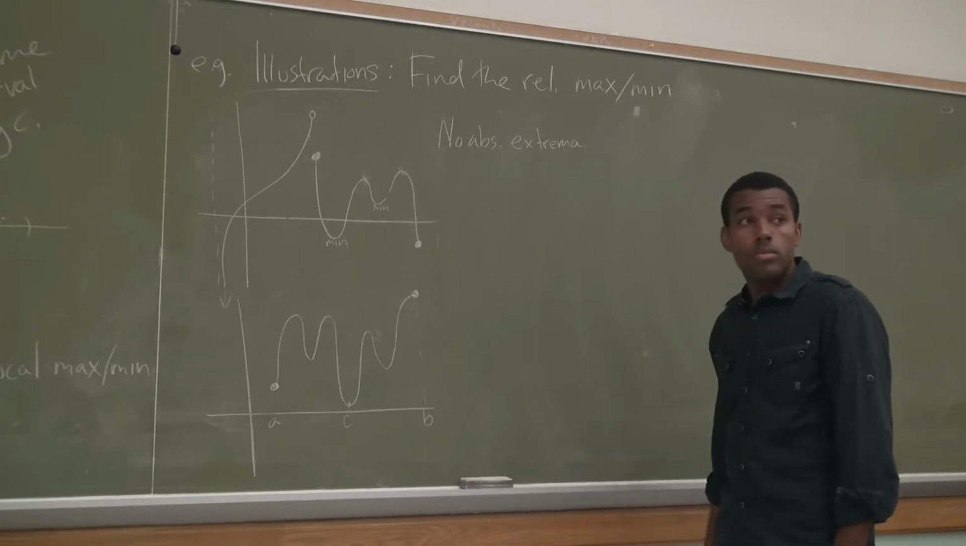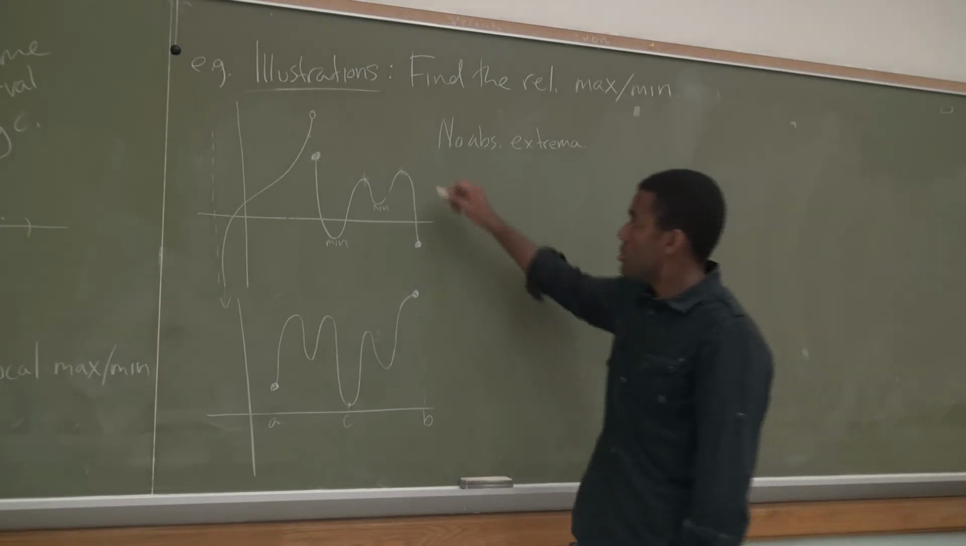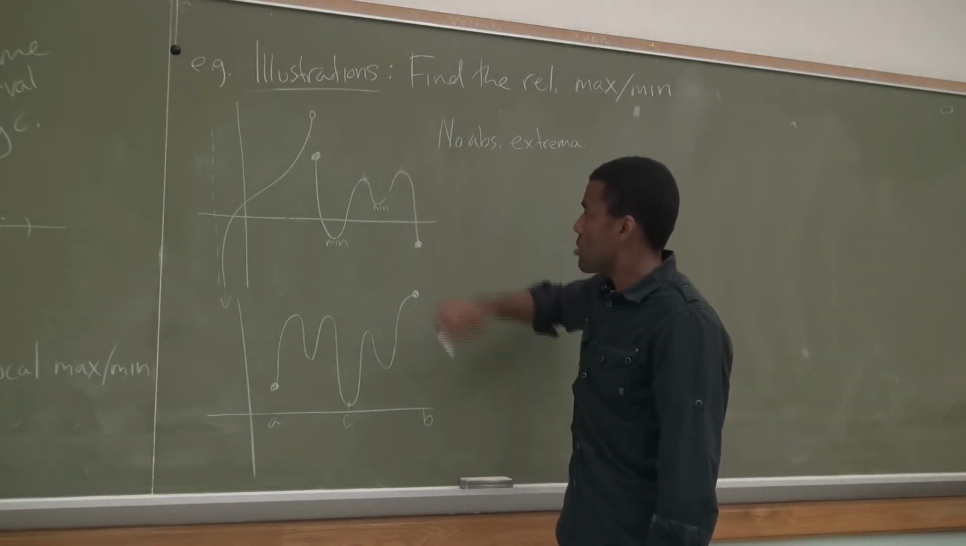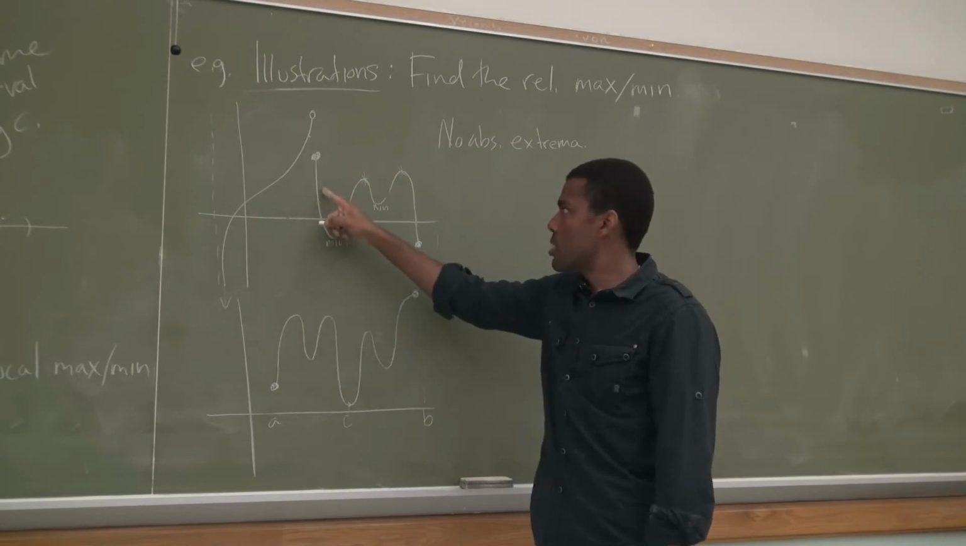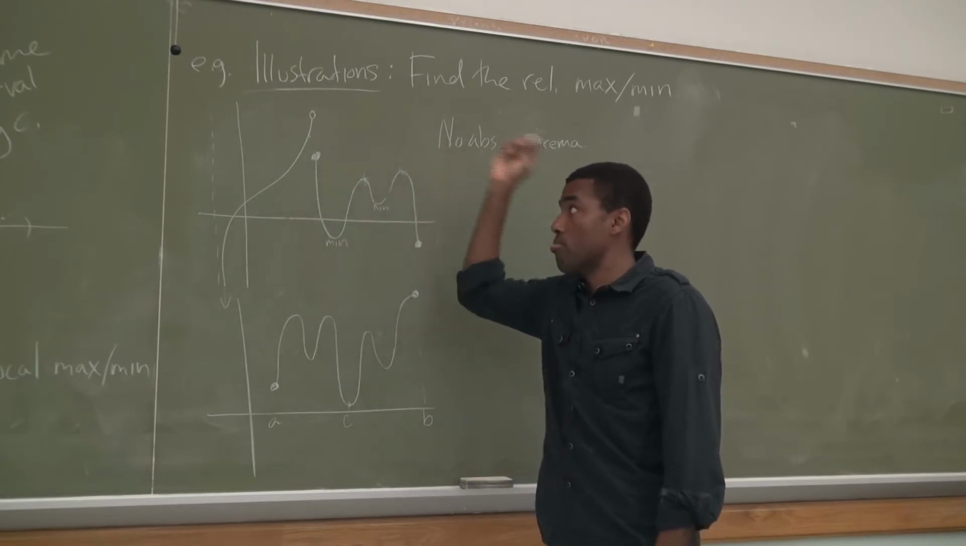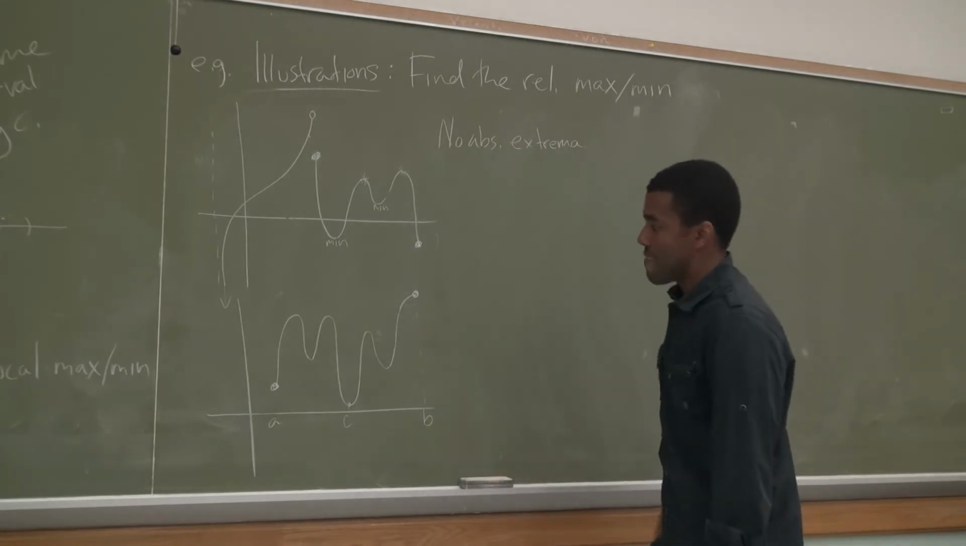And what are those points? The first one and the last one in the curve? No, the left one. This one? Yeah, this one. This is nothing. What about this one? Wait, I have a question.